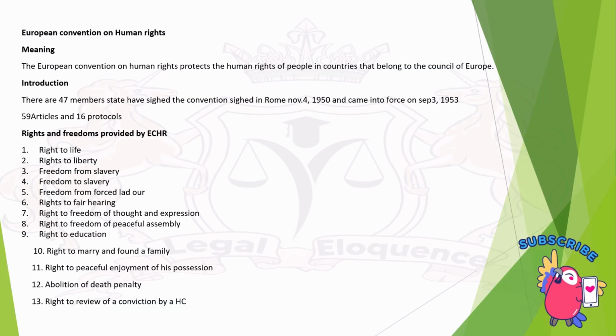Rights and freedoms provided by ECHR: right to life, right to liberty, freedom from slavery, freedom from forced labor, right to a fair hearing, right to freedom of thought and expression, right to freedom of peaceful assembly, right to education, right to marry and found a family, right to peaceful enjoyment of possessions, abolition of the death penalty, and right to review of a conviction by a higher court.